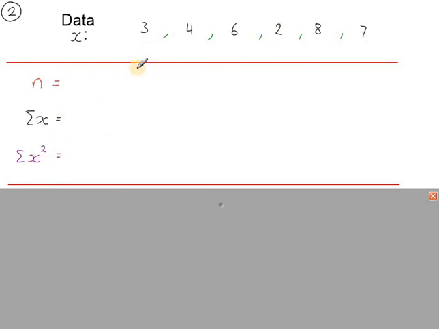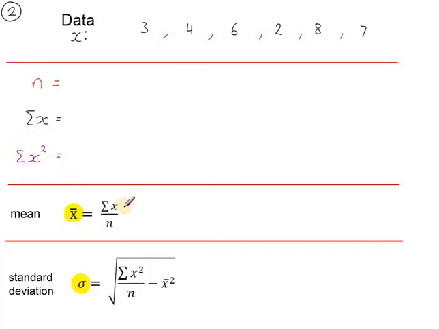We need to square all of these data values first, and then we need to add all of those squared values together. And then we use the formula for the mean, and then finally the formula for the standard deviation, which involves the mean in its calculation.